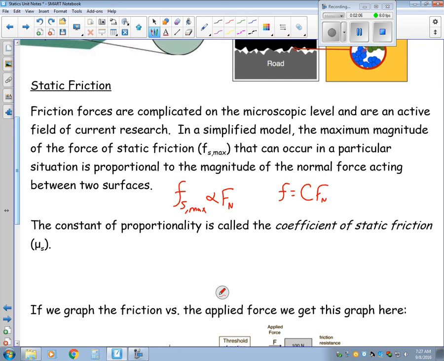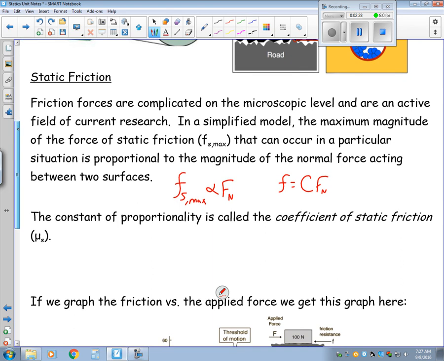Now, with static friction, if you think about it, if you push on something, you can push harder and harder and harder, and it will stay in place. So static friction is a variable force. It changes. It always matches how much force you push on the object, until you break it free. So that's the maximum static friction that's possible.